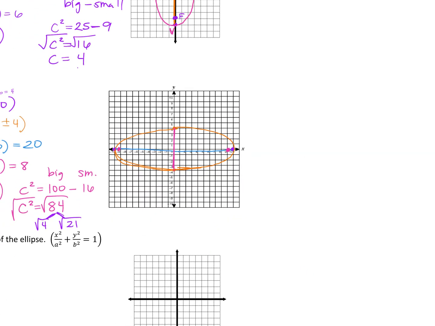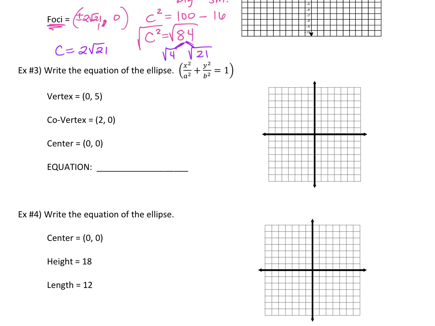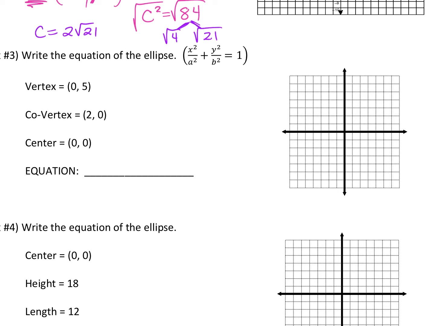We're getting close. Let's hope we don't run out. Okay, so this says write the equation. So now they give you the information and you're going to come up with your equation. So let's just plot what we know here. It says you have a vertex at 0, 5. So 0, 1, 2, 3, 4, 5 is a vertex.